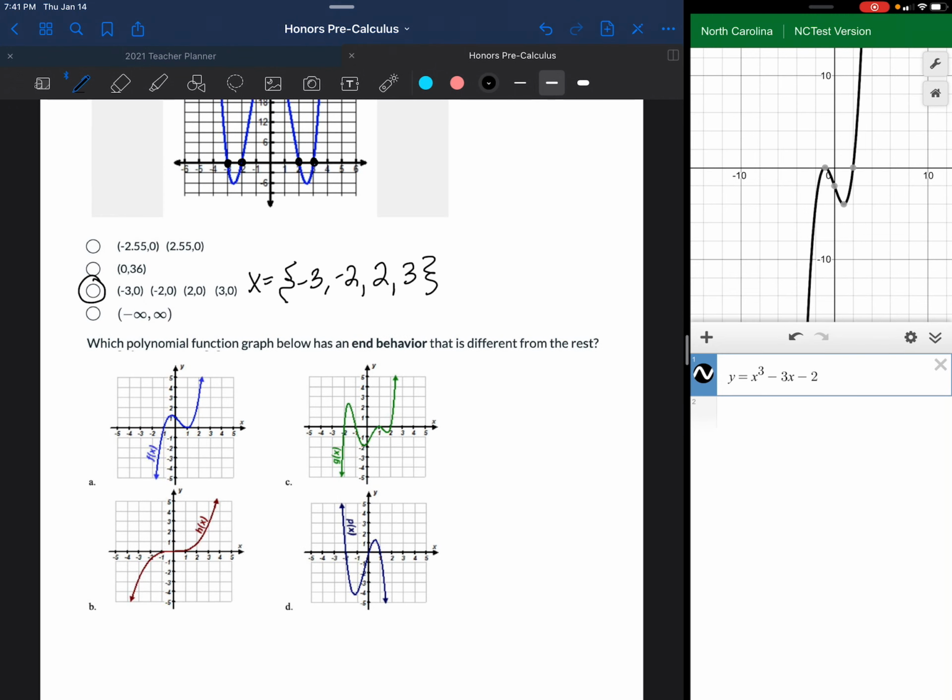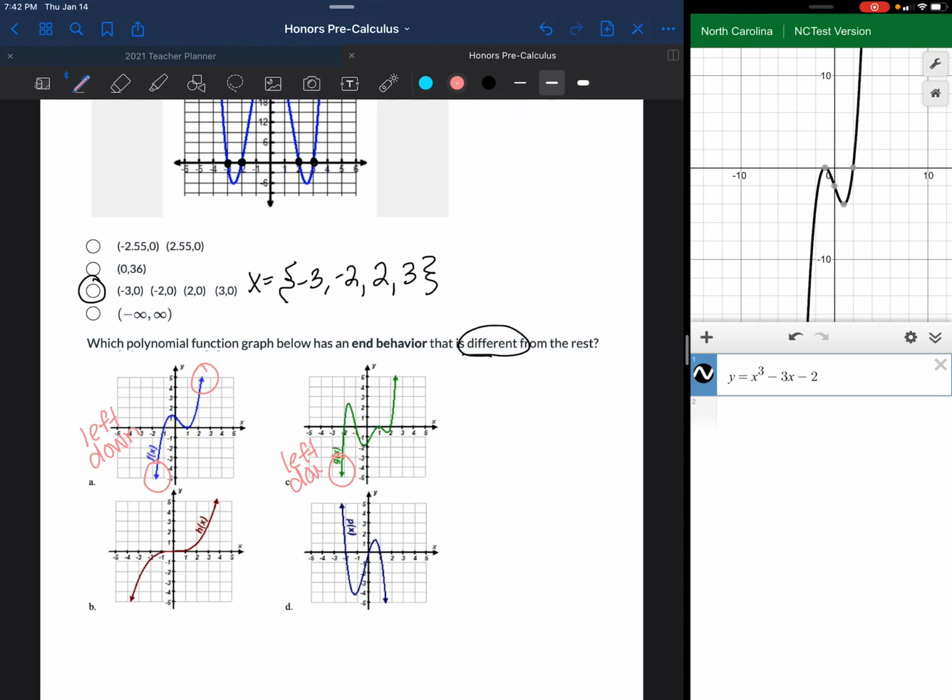Alright, so for the next one, which polynomial below has an end behavior that is different from the rest? So you're looking for which one is different. So I'm just going to look at my ends and identify. On the left side here, I'm going down. So I'm going to look at all of them.